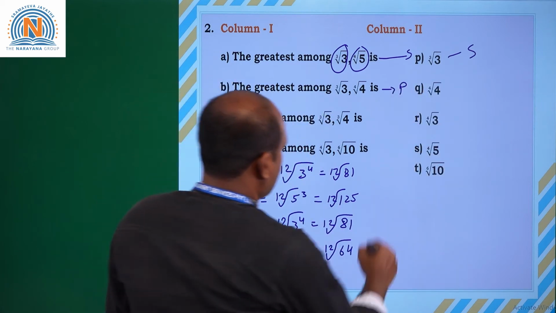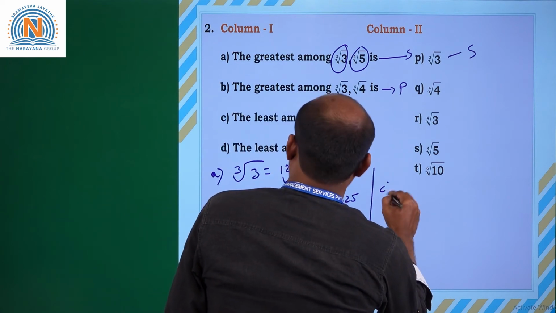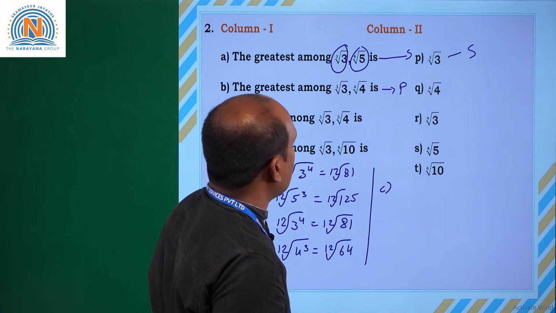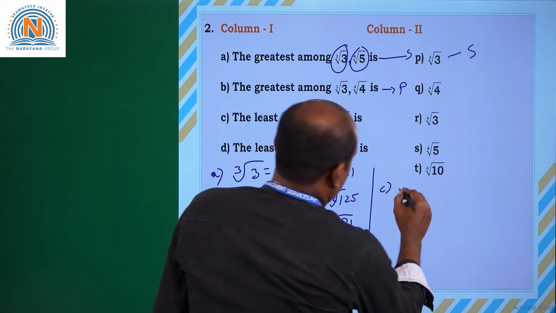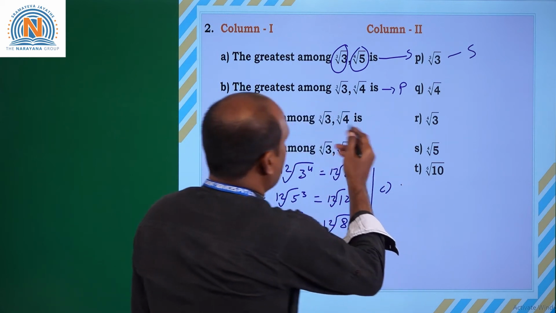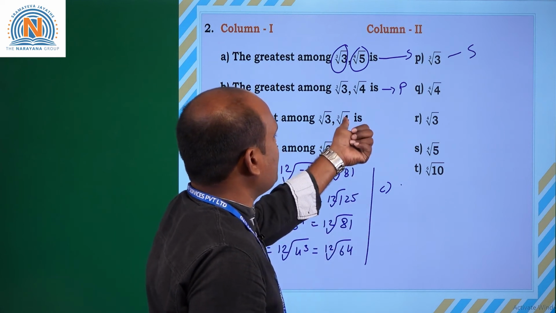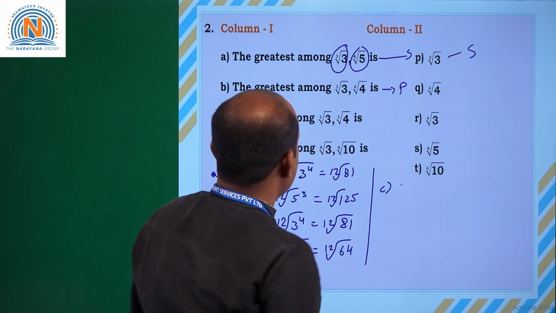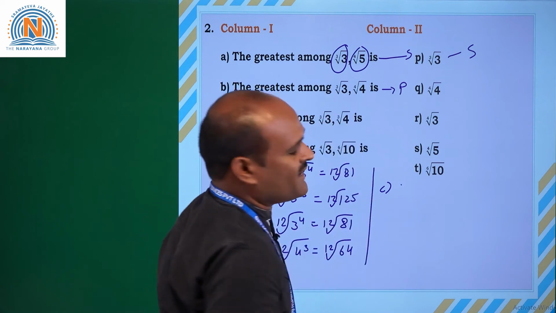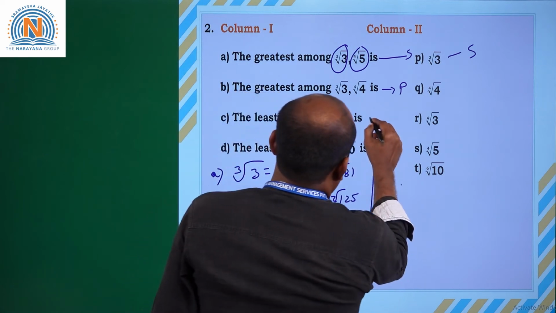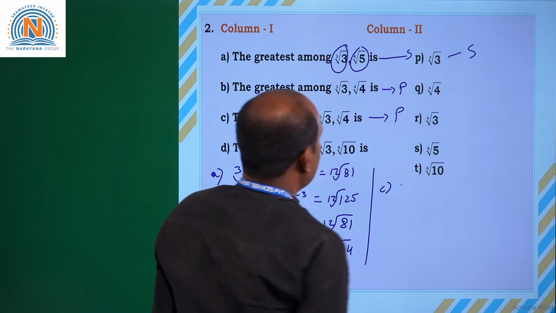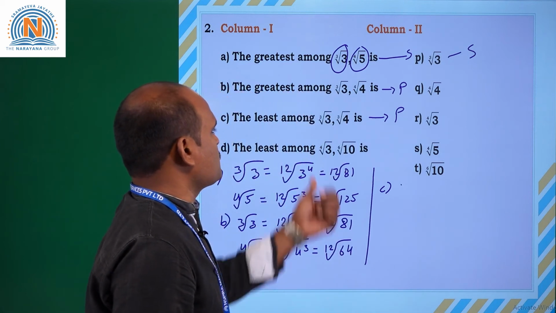Now coming to the next one, for C option, the least among cube root of 3 and cube root of 4. So same order, right? These two are the same order. Obviously which one is the greatest? This 4 is the greatest value. So the value of this is greatest and cube root of 3 is smallest. So for this, P is the smallest one, least among these two, right?